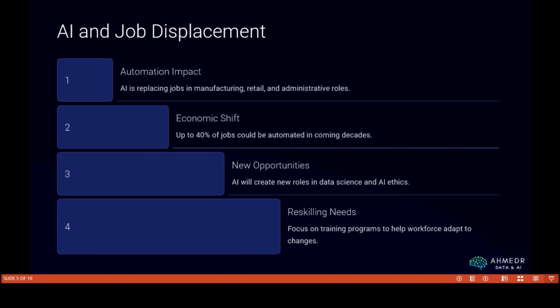How about reskilling and upskilling the workforce? To mitigate the effect of job displacement, we'll need to focus on reskilling and upskilling the workforce by providing training programs and resources to help people adapt to the changing job landscape. We can help to ensure that AI is a force for positive change rather than creating more inequality.